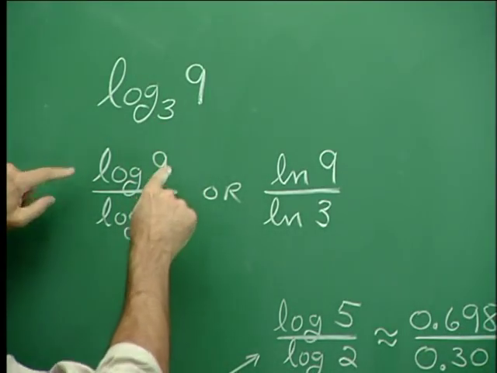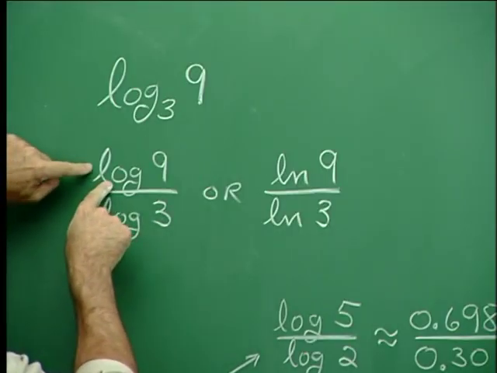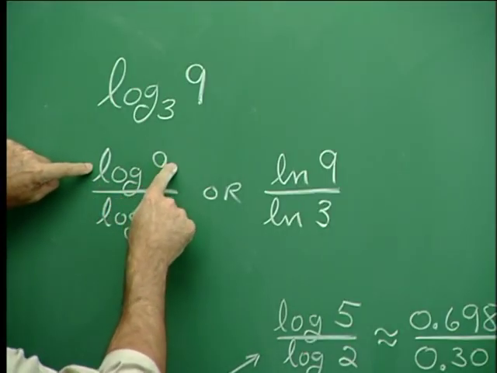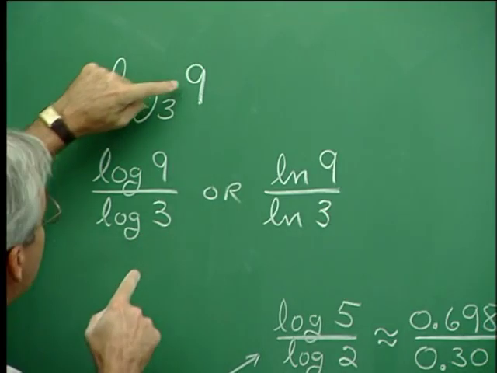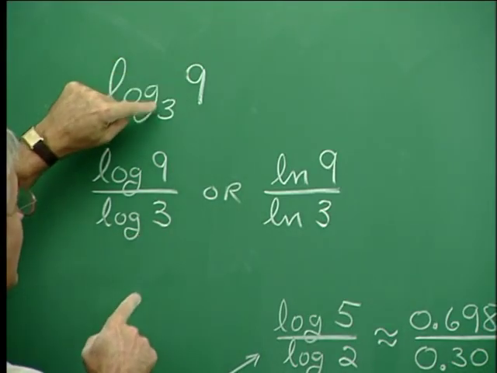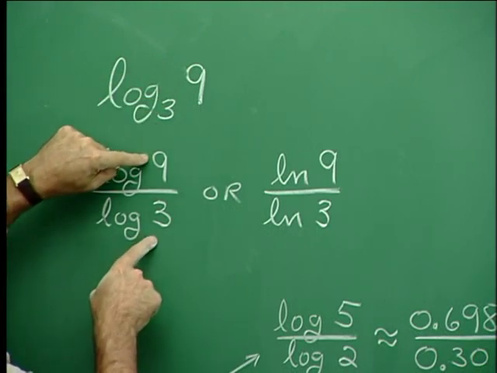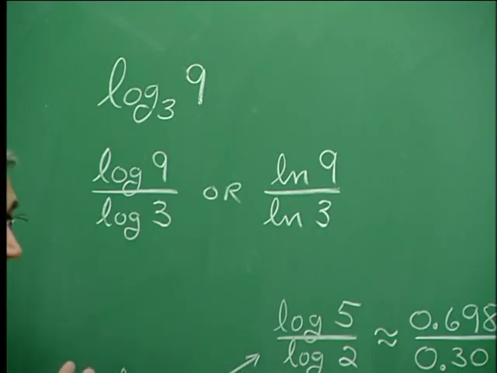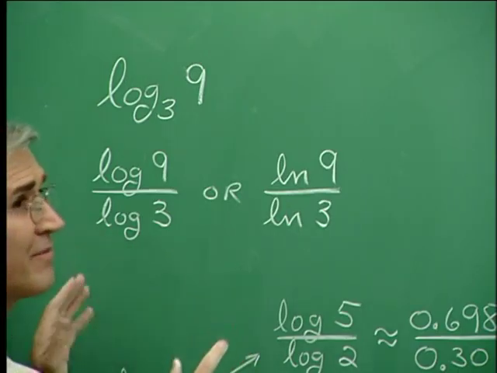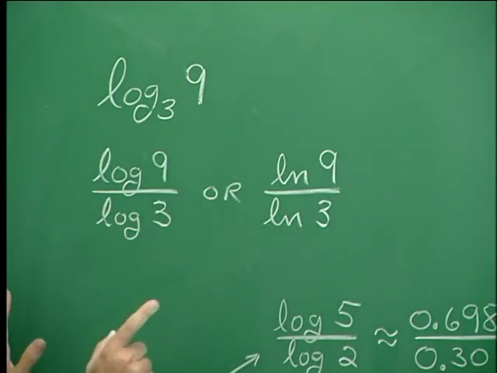Now, I'm changing to base 10 here, and notice I have log base 10 of 9 in the numerator, and I have log base 10 of 3 in the denominator. And the 9 and the 3 are the numbers that happen to appear up here. Now, we're not going to look right now at why this is the case. We're just going to say, okay, this is the change of base formula. It is a formula for changing the base of logarithms.